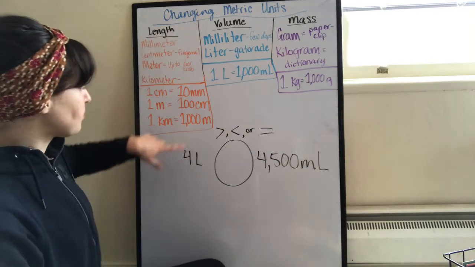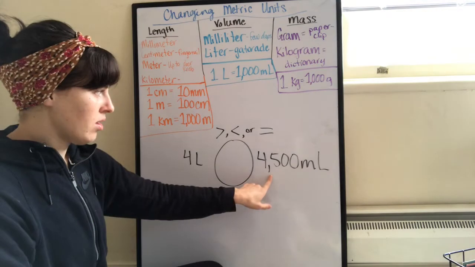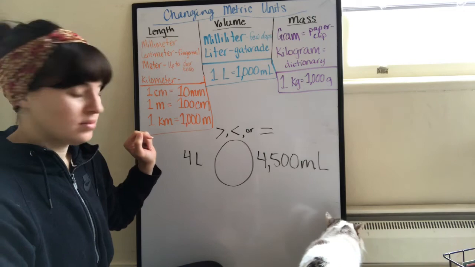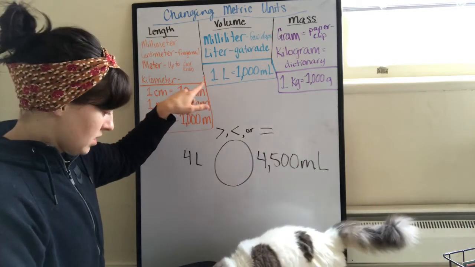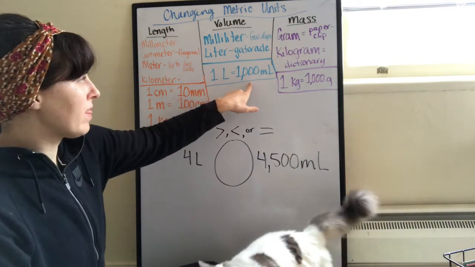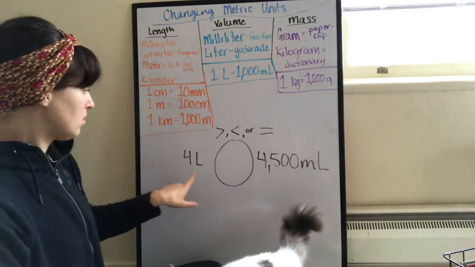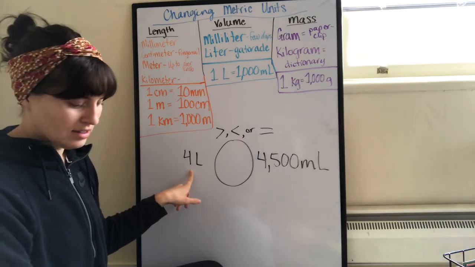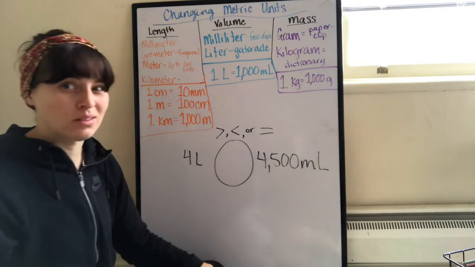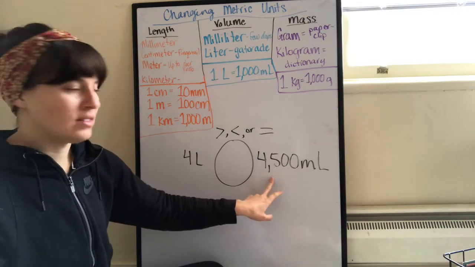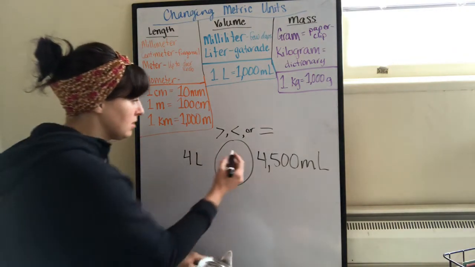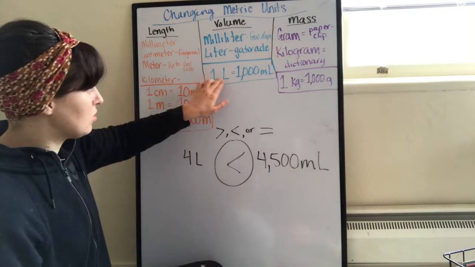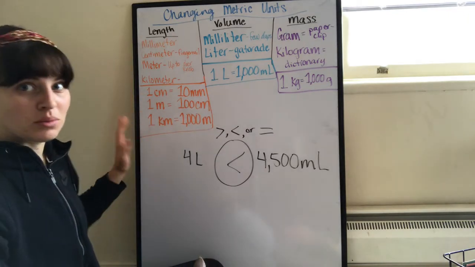So let's look up here. 4 liters or 4,500 milliliters. What do you think the answer is? He doesn't know. 1 liter is 1,000 milliliters. I have 4 liters. So that means 4 liters is the same as 4,000 milliliters. So 4,500 would be more. So 4,500 milliliters is more than 4 liters, right? We just have to use our key to help us determine which one's more.